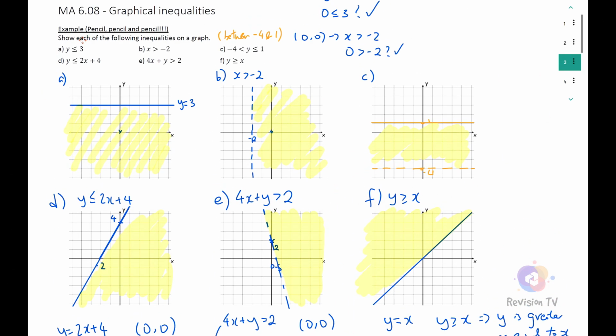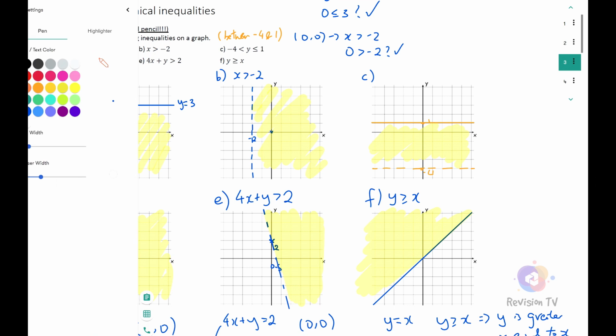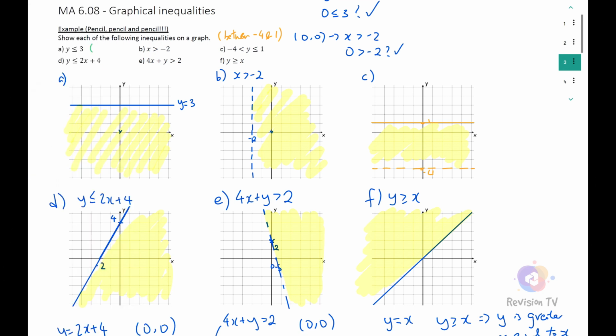Now I'm going to show you how to use this shortcut in the example. Now let's look at that first one. Y less than or equal to 3. Less than or equal to, so we know we're going to shade the bottom part. Let me use a different color for the shortcut actually. For the shortcut, let me use the green. So that's the bottom part. And you can see it's true because y is less than or equal to 3. So after you draw the line, we shade the bottom part.